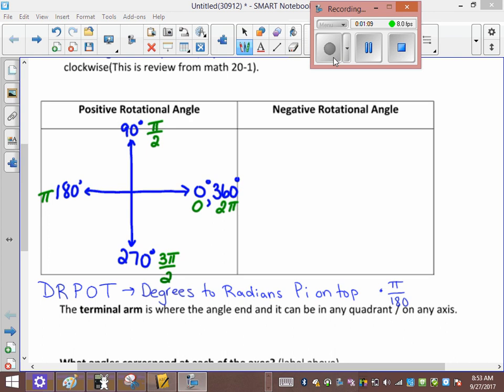So if you see 2 with a degree symbol, it's degrees, right? But if you see 2 with nothing behind it, it's radians. So that's why it's extremely important to put the degree symbol when you're doing your answers. Because if you don't put the degree symbol, we're assuming it to be radian measure.